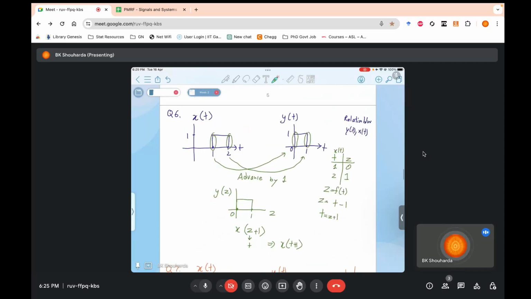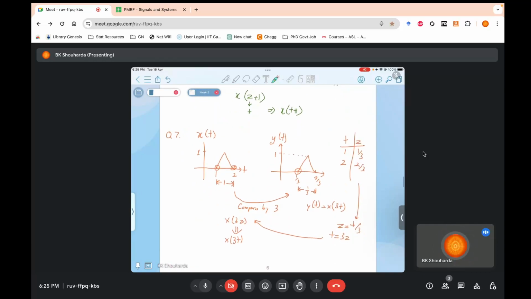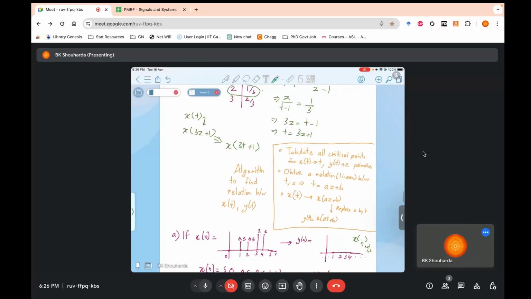I also gave you a method to check how to write the expression for a signal's transformation. So you have this signal, this one changes, so you try to write a mapping between this and this, and this and this. There will be a linear equation, and you write this time axis in terms of this one. So tabulate all the critical points for x(t) belonging to t.